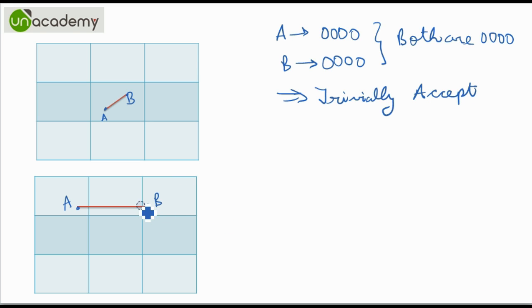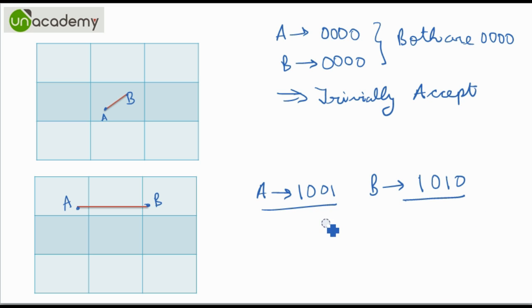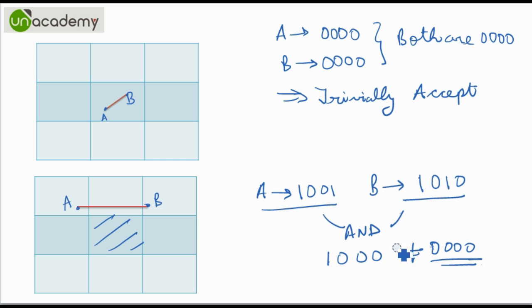Now let us see what this case has. We have A as 1001, B has 1010. So we do not have both as 0. In cases like this where we do not have both as 0, we will take the AND. Result is 1000. This result is not equal to 0000. This implies that no part of this line lies in the viewing window, that is this one. So trivially reject.